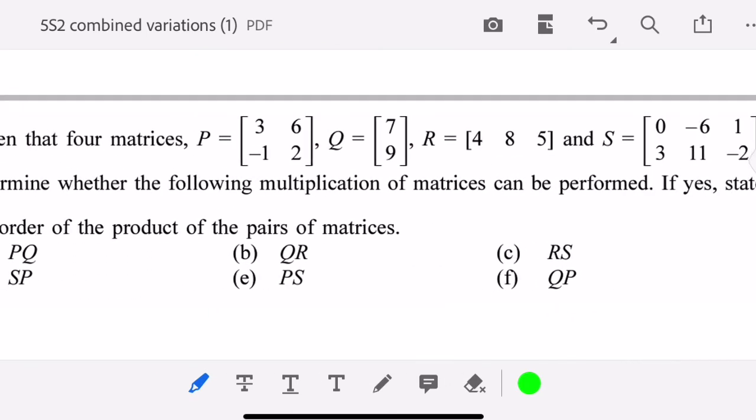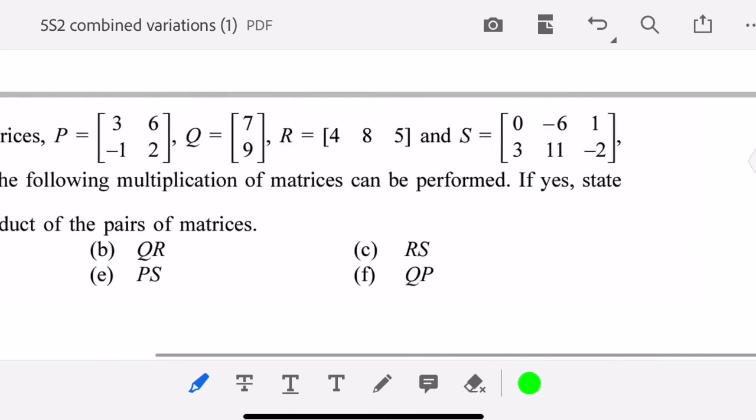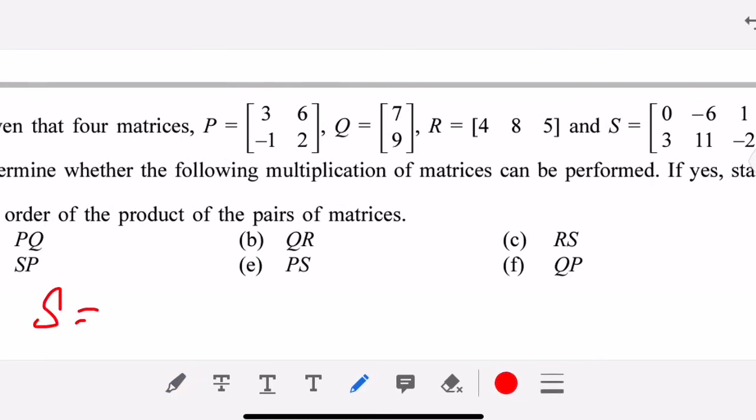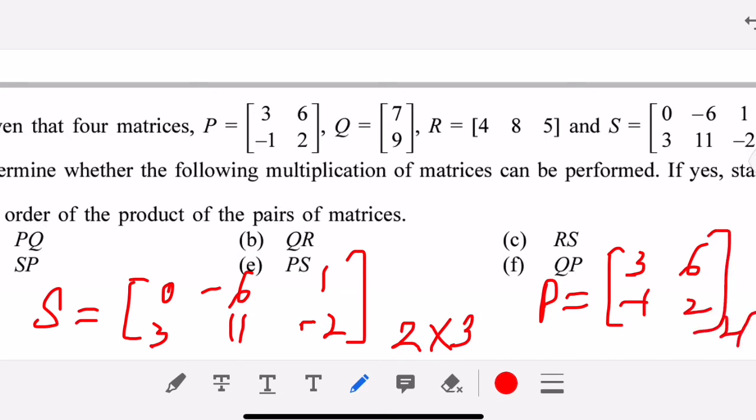The D, we discussed D is S and P. So let's see. S is having 0, 3, negative 6, 11, 1, negative 2. So the order is 2 by 3, right? And the P is having 3, 6, negative 1, 2. So it's 2 by 2.